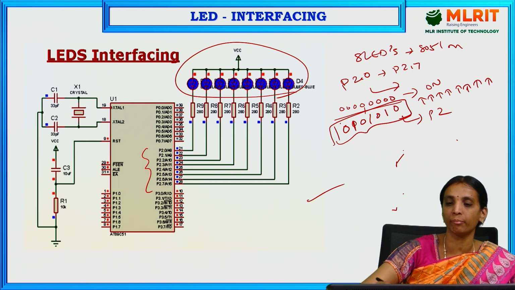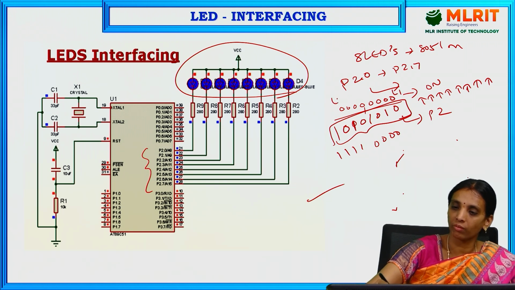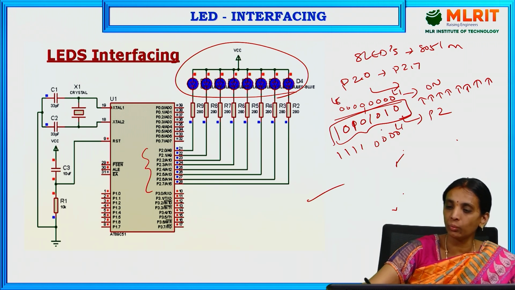in an alternate manner. So like that we have different types of patterns, like 1 1 1 1 0 0 0 0, which indicates that LEDs from L1 to L4 are all on, and L5 to L8 LEDs are off.